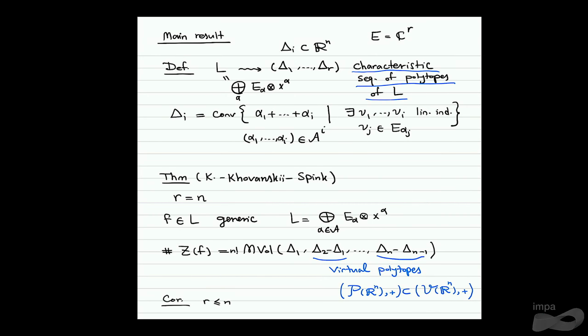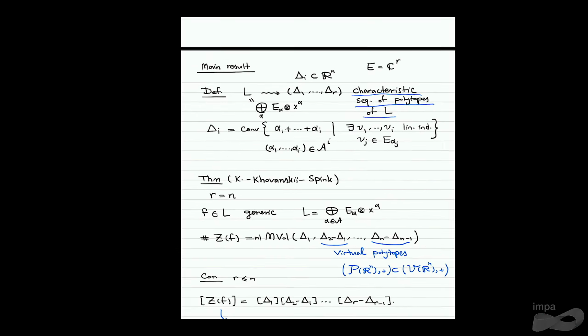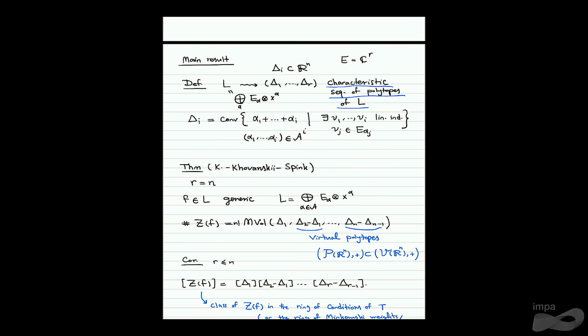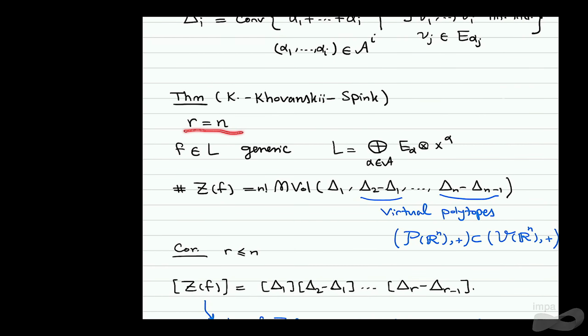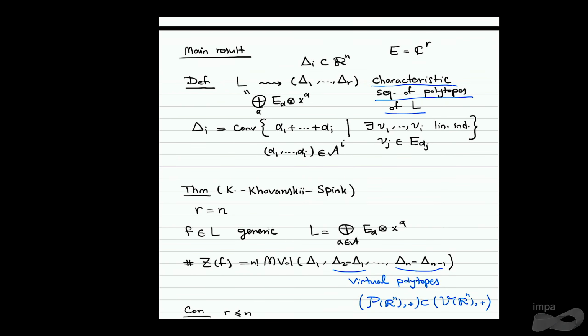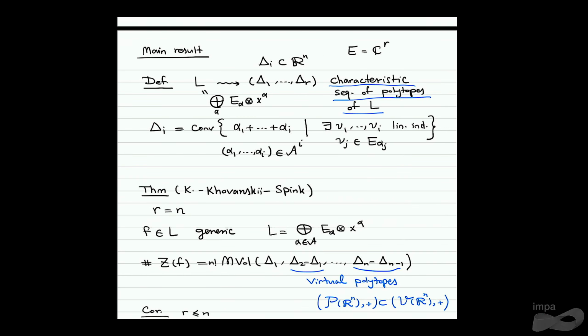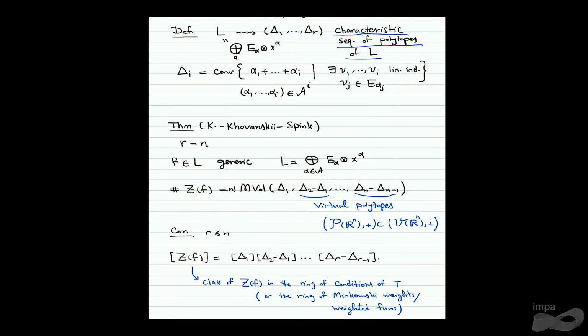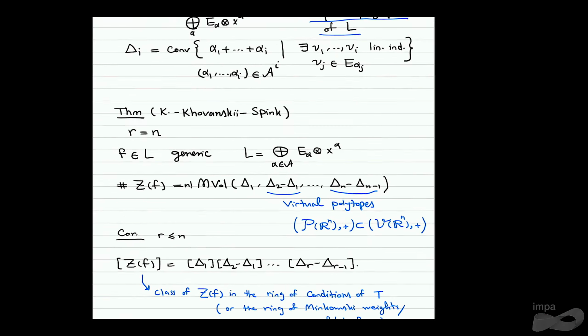Okay, so we get these polytopes, and the first main theorem is that if r is equal to n, which means the rank of the vector space is the same as the number of variables or dimension of the torus, the number of solutions of our system, a vector-valued equation, is given by n factorial times a mixed volume.